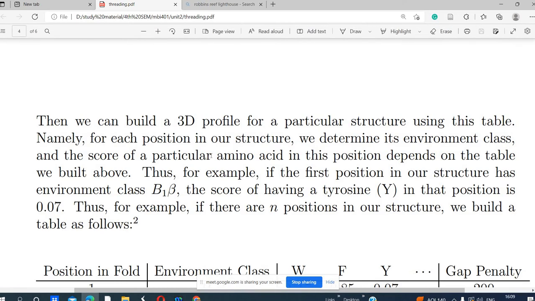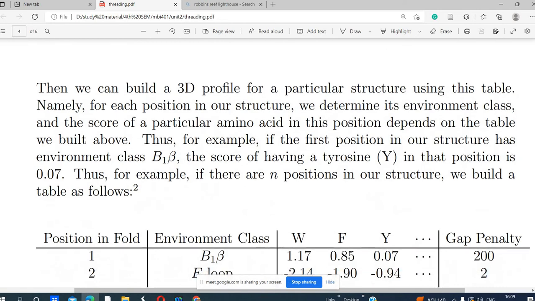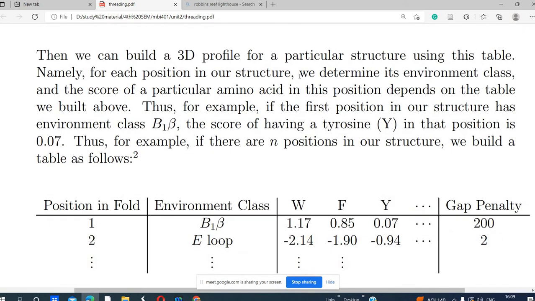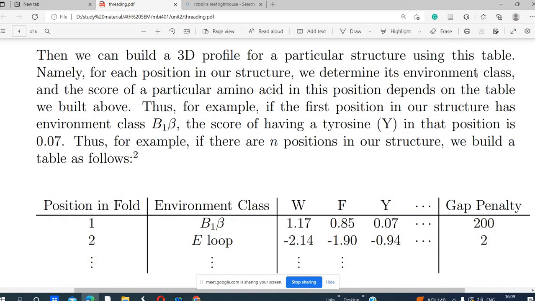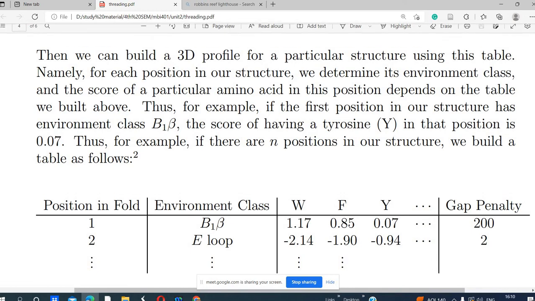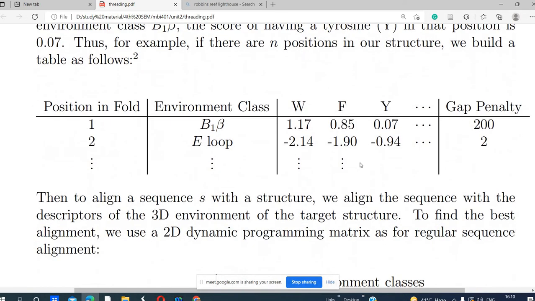Now we can build a 3D profile for a particular structure using this table. So using this table is important. Using this table we can model the structure. For each position in our structure we determine its environment class, and the score of a particular amino acid in this position depends on the table we built above. So at this position the protein can be found in the alpha helix or beta sheet or in which region. This is the environment class, the class in which the amino acid appears, like WFY.